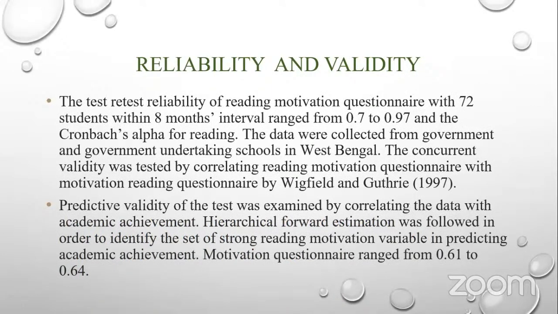Then this is the reliability and validity of the test. The interval ranges from 0.7 to 0.97 Cronbach's alpha for reading. The data were collected from government and non-government undertaking schools in West Bengal, and the concurrent validity was tested by correlating the reading motivation questionnaire with the motivation for reading questionnaire by Wigfield and Guthrie. And the predictive validity of the test was examined by correlating the data with academic achievement. So this is the reliability and validity of the test.